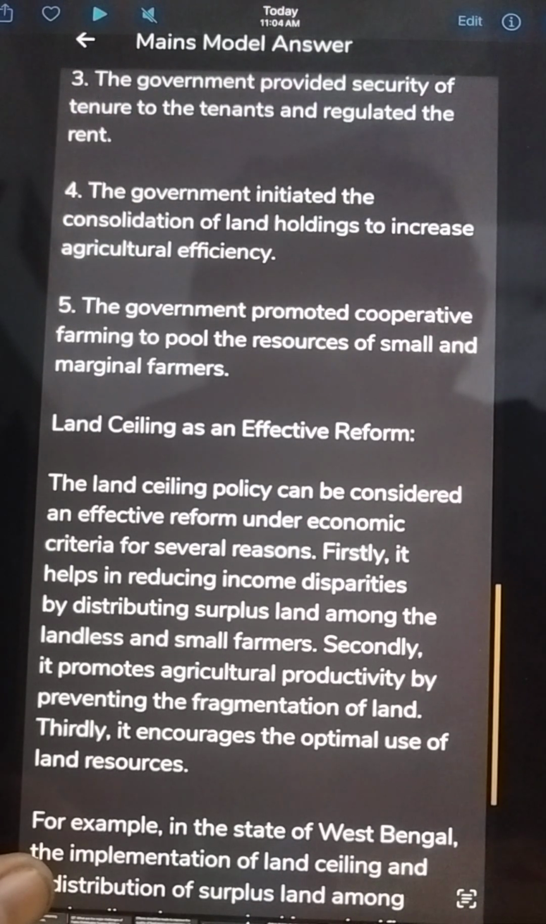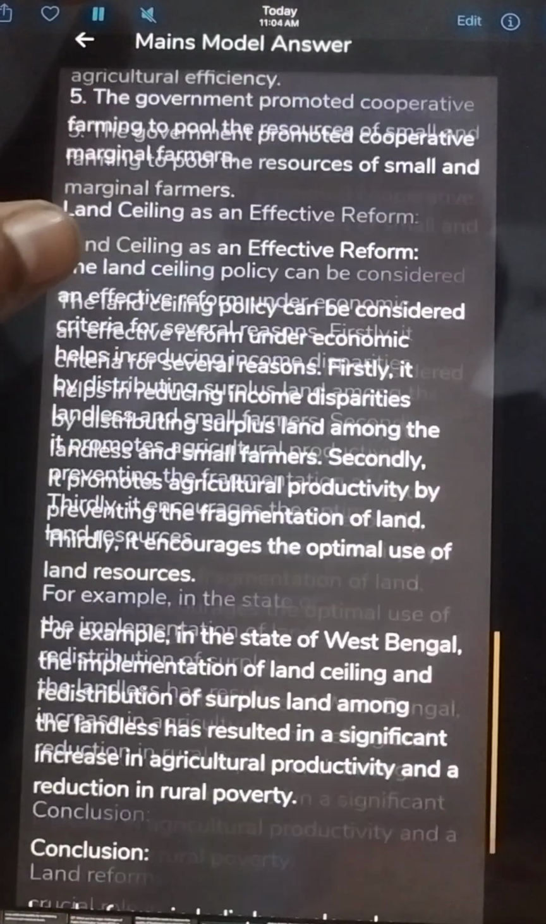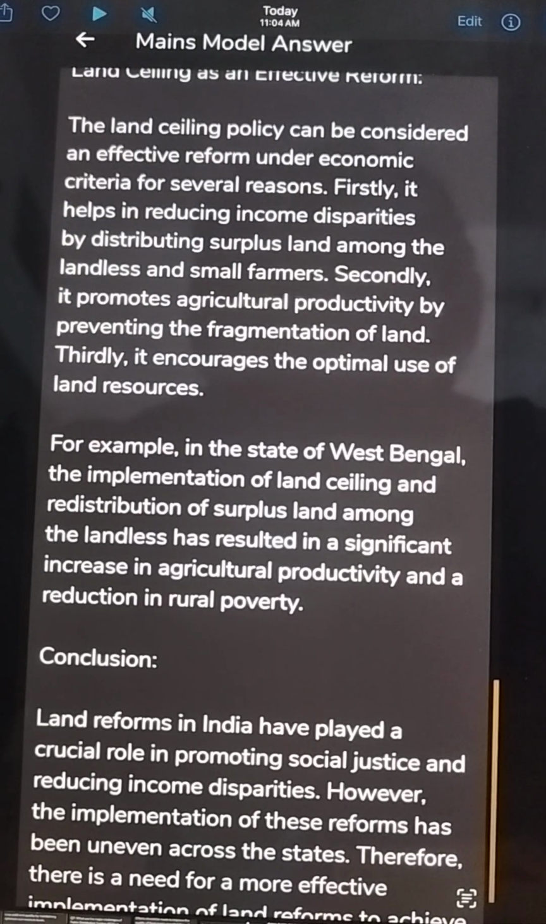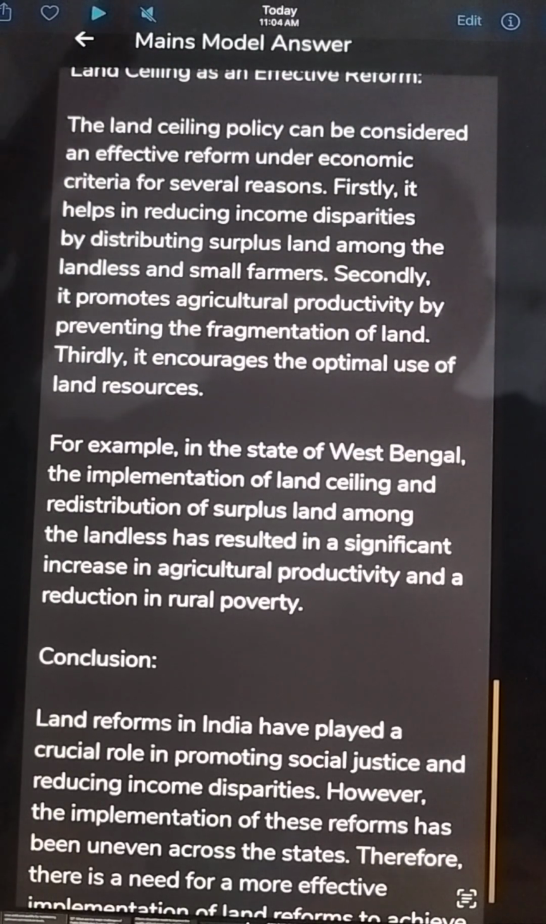Then comes land ceiling as an effective reform. Land ceiling policy can be considered as an effective reform under the economic criteria for several reasons. Firstly, it helps in reducing income disparities by distributing surplus land among the landless and small farmers. Secondly, it promotes agriculture productivity by preventing fragmentation of land. Thirdly, it encourages the optimal use of land resources. For example, in the state of West Bengal, the implementation of land ceiling and the redistribution of surplus land among the landless has resulted in a significant increase in agriculture productivity and a reduction in rural poverty.